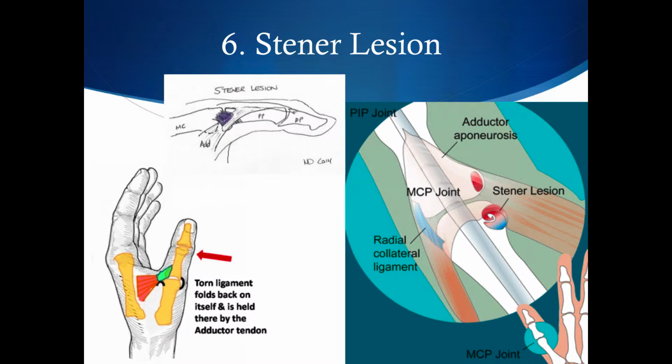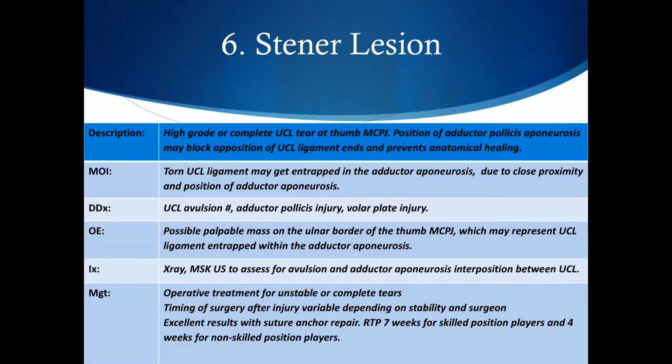Differential diagnosis would include UCL avulsion fracture, adductor pollicis injury, and volar plate injury. On examination, there is a possible palpable mass at the ulnar border of the thumb at the first MCP joint. X-rays, ultrasounds, and MRI may be used to assess for avulsion and adductor aponeurosis interposition between the UCL fragments. Operative treatment is provided for unstable and complete tears. Timing of the surgery is variable depending on the stability of the joint and also the surgeon.